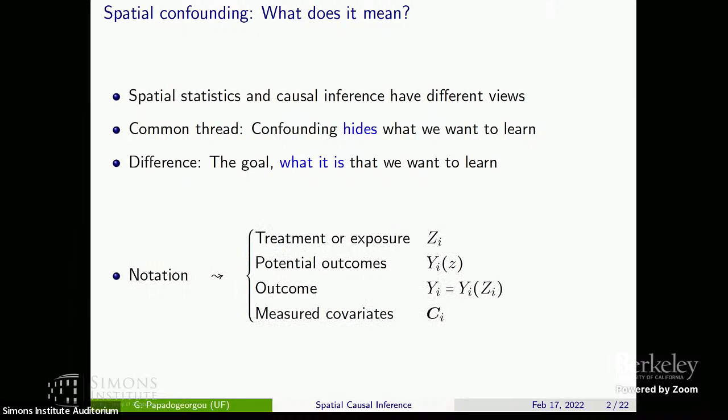Now, in everything that I will be talking about today, I will be using Z to represent a treatment. I live in the potential outcomes world. So Y_i(Z) will be the outcome observed for location i, had they been exposed to treatment Z. The measured outcome will be assumed to satisfy the consistency assumption. And we also have a vector of measured covariates C.